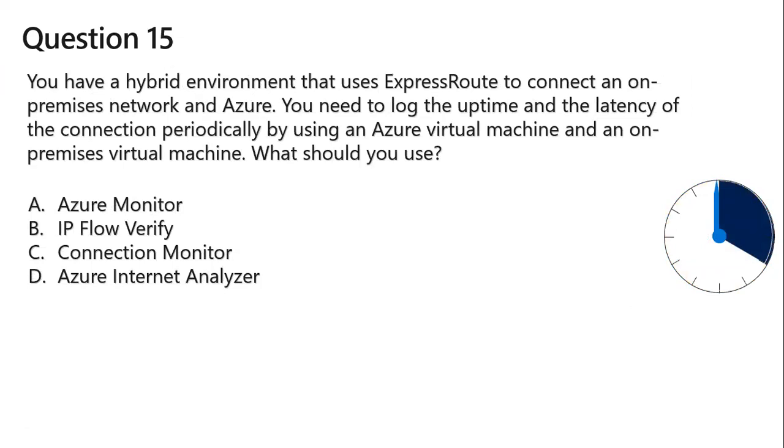You have a hybrid environment that uses ExpressRoute to connect an on-premises network to Azure. You need to log the uptime and the latency of the connection periodically by using the Azure virtual machine and an on-premises virtual machine. What should you use? Azure Monitor, IP Flow Verify, Connection Monitor, Azure Internet Analyzer. Please put your answers on the chat.